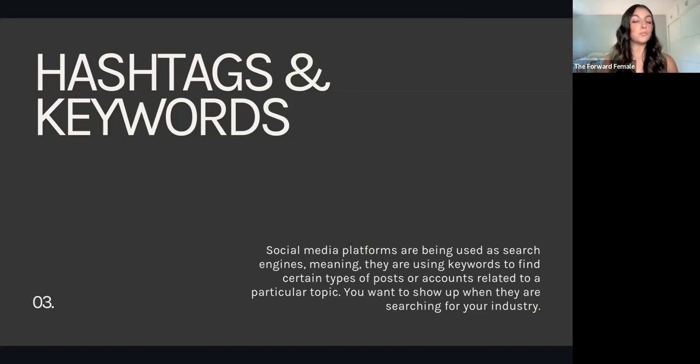But anyway, platforms are being used as search engines, and that means that people are using the search feature, the explore feature, whatever it is, to find particular topics, particular accounts, particular information. And so with that being said, you need to identify the keywords that people would search for in order to find your brand or business. So if you were to step into the mindset of your ideal audience, how would they find you? What would they be searching?